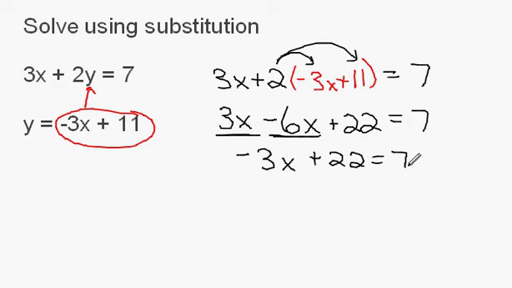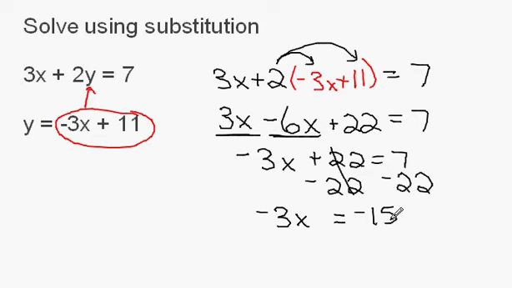Now from this point we have to undo adding or subtracting first. Since we are adding 22, we have to minus 22. Whatever we do to one side, we have to do to the other. We have negative 3x equals 7 minus 22, which gets us negative 15. Then we have to divide by negative 3, divide by negative 3. X equals 5. Now that's only half of our answer.